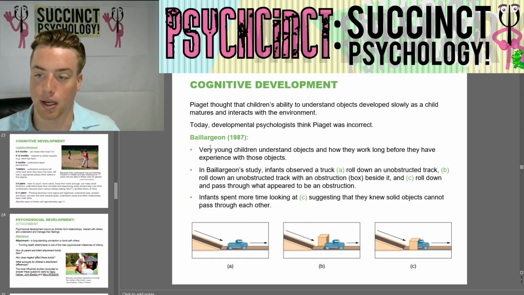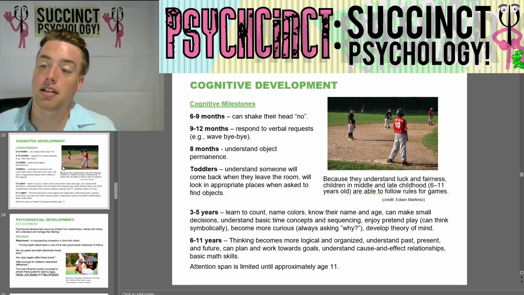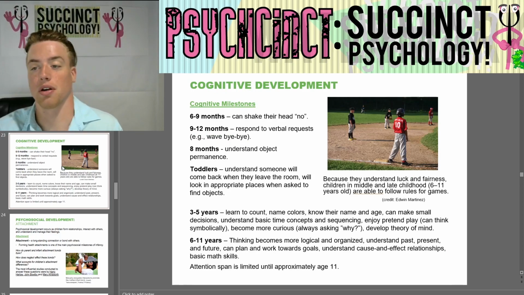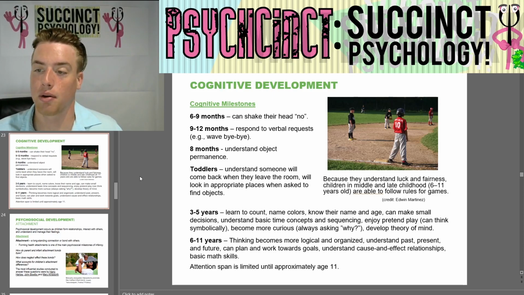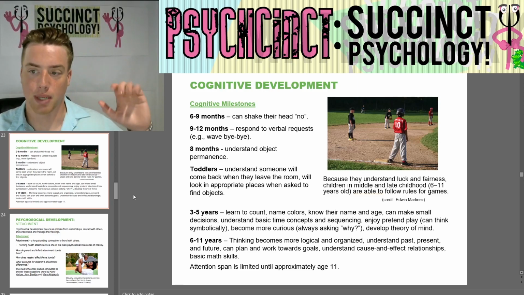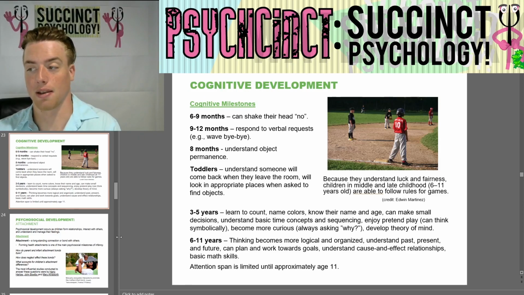So that's Byler-Gion. Sounds like an alien name. Now, cognitive development, there are cognitive milestones. At 6 to 9 months, they can shake their head no. 9 to 12, respond to verbal requests, for example, wave bye-bye. 8 months, they understand object permanence. So again, I think I said that in the last video, but children before this don't have object permanence.